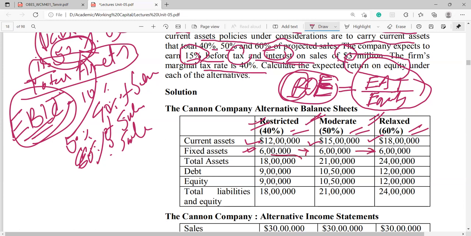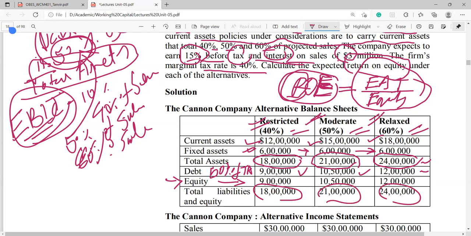So what is your total asset? 18 lakh plus 6 is 24... no, 12 plus 6 is 18 lakh, 21 lakh, 24 lakh. And you already have the information that debt will be 50% of your total asset. So 18 lakh, 50%, 9 lakh; 21 lakh, 50%, 10 lakh 50,000; 24 lakh, 50%, 12 lakh. The rest will be equity. Your total liabilities are 18 lakh, 21 lakh, 24 lakh.